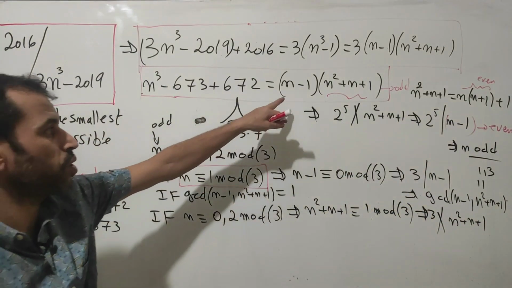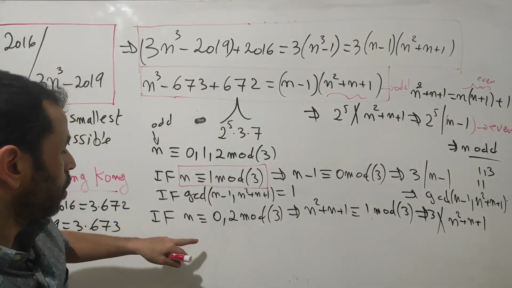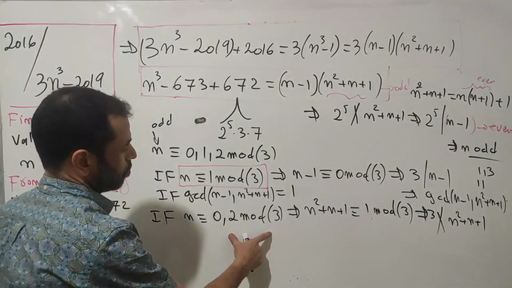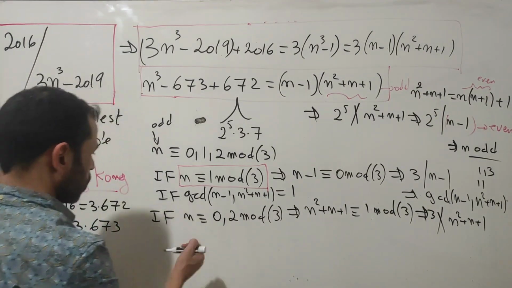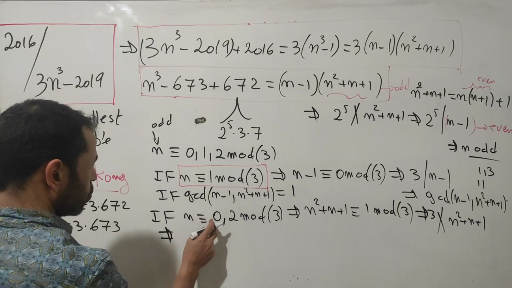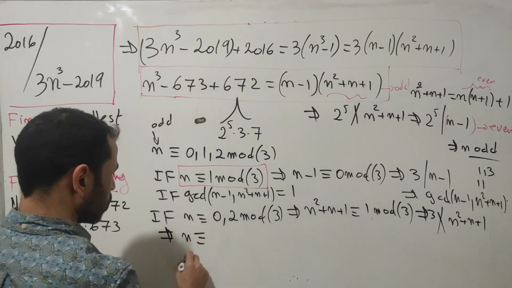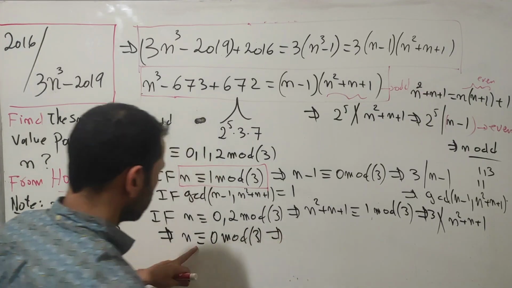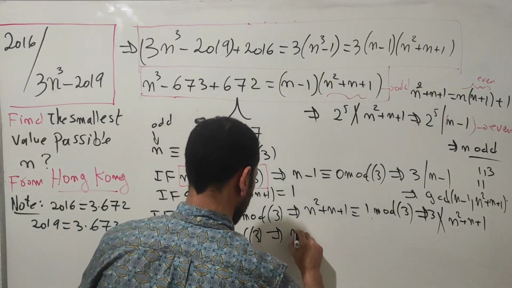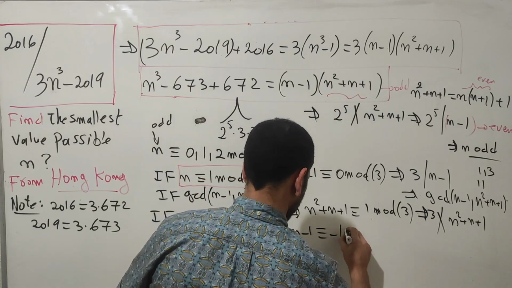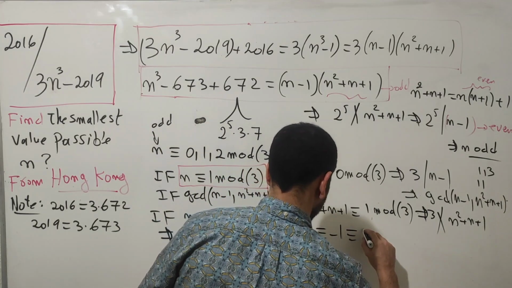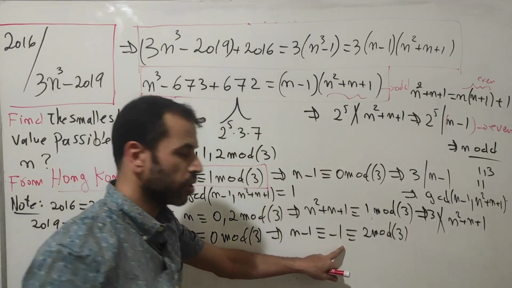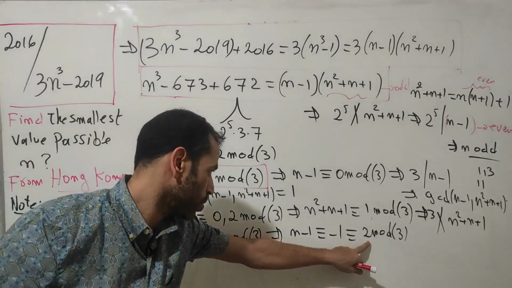Let's check the other term, this one, by using the same argument. n is congruent to 0 or 2 mod 3. So what is going to happen here? By using 0, I get n is congruent to 0 mod 3. By adding minus 1, n minus 1 is congruent to minus 1, which is congruent to 2 mod 3, because I'm adding 3 here. 3 minus 1 is going to give us 2.